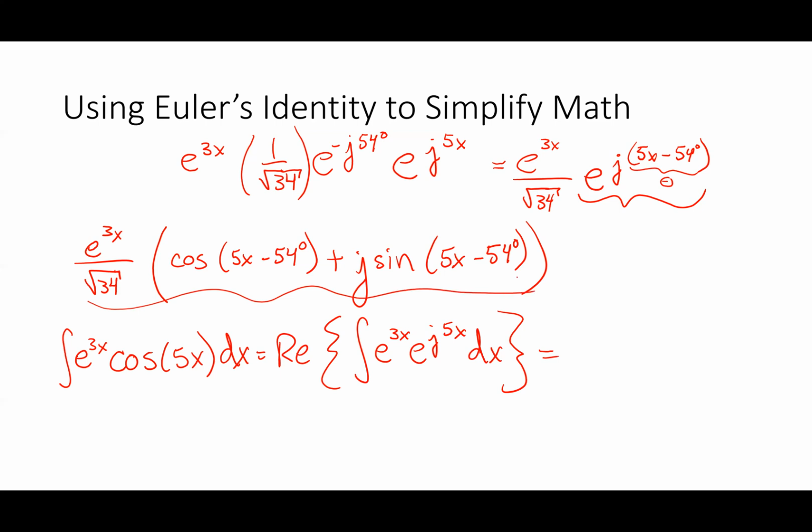The cosine term. The cosine term is the real part. So I say this is e to the 3x divided by the square root of 34 times cosine 5x minus 54 degrees, like that. Now I say plus a constant.